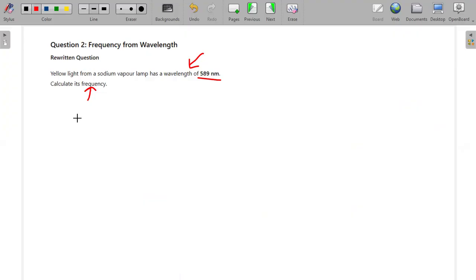We use the wave equation. So the wave equation says speed of light is equal to the frequency multiplied by the wavelength. So I'm trying to calculate the frequency. So frequency will just be the speed of light over the wavelength.